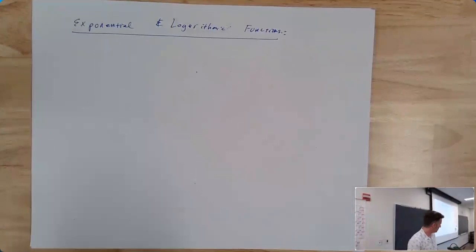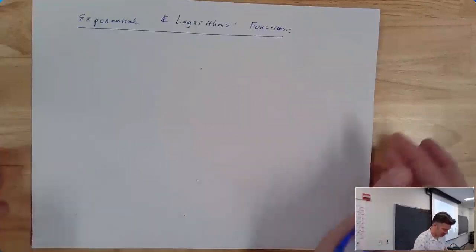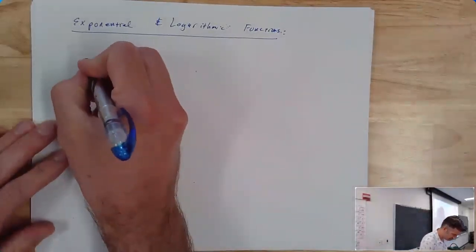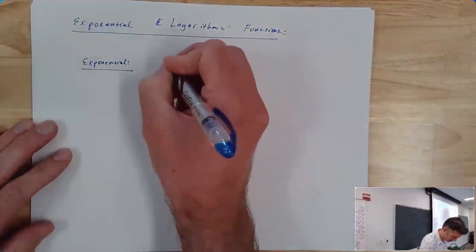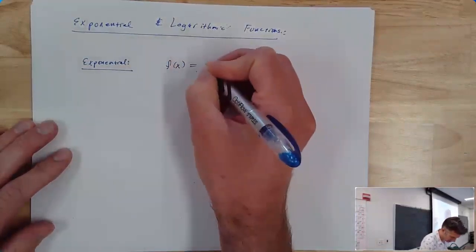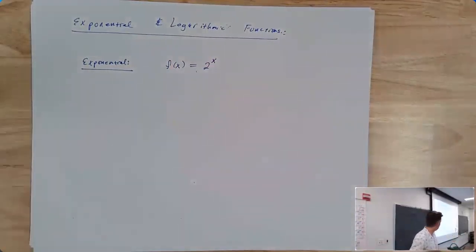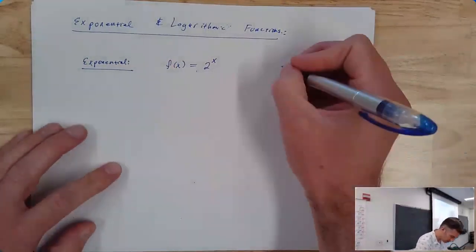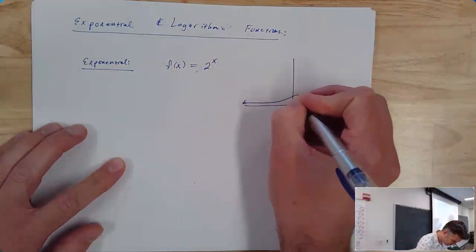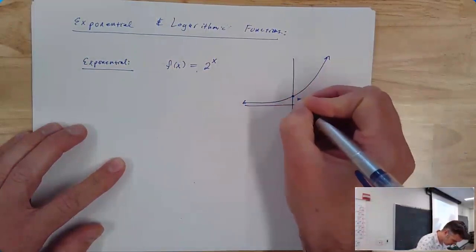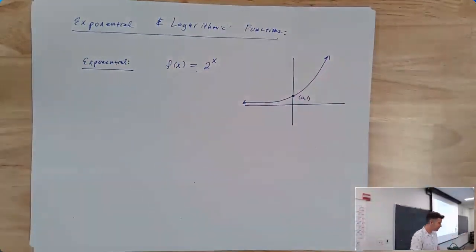All right, cool. So exponential and logarithmic functions. I don't have a whole lot to say about them. Here's kind of the basics. For exponential functions, they look like this. I'm going to go with your basic f of x equals 2 to the x. That's kind of your most basic exponential function. And it looks like the following, with an intercept of (0, 1).